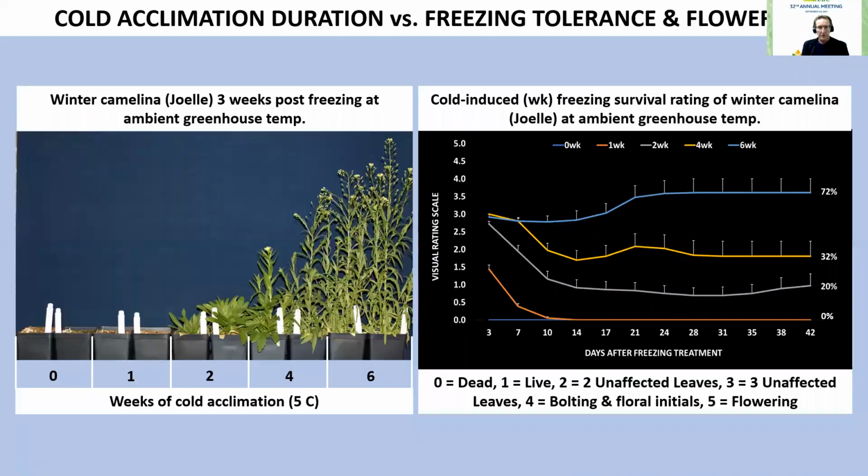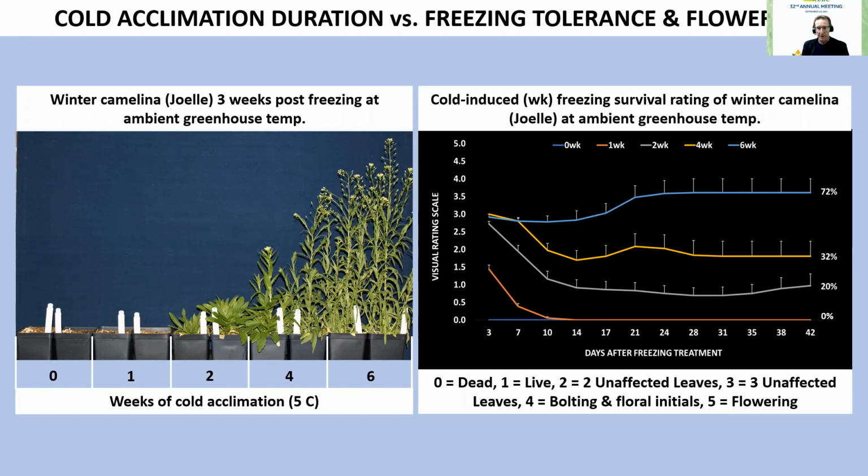The slide to the left shows the growth and development of the winter biotype of Camelina following 3 weeks at ambient greenhouse temperatures following the freezing treatment. The slide on the right shows the visual survival rating of plants over a 42-day period in the greenhouse. Note that freezing survival was dependent on the duration of cold treatment, and plants that received less than 2 weeks cold did not survive the freezing treatment.